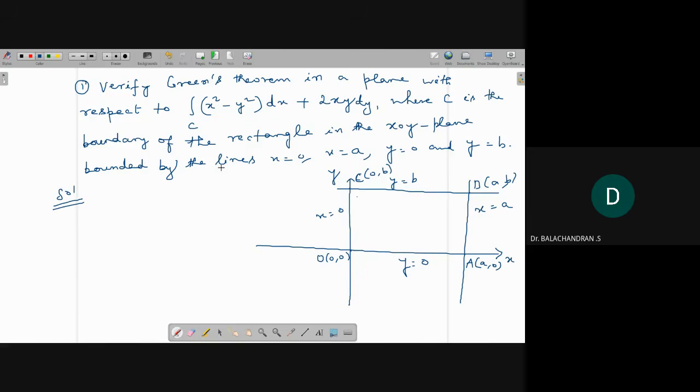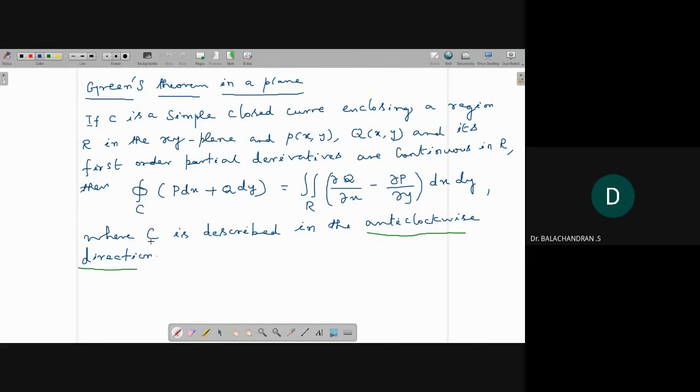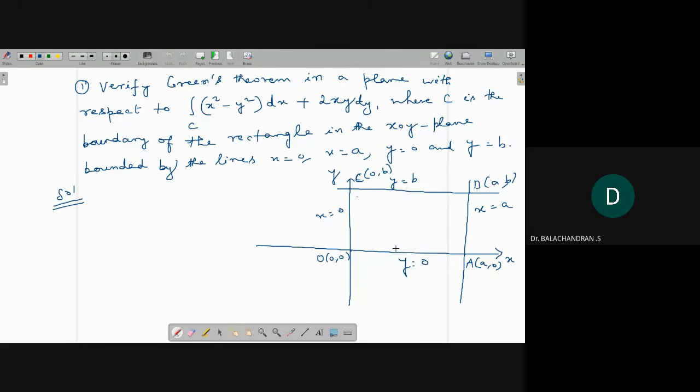One more thing about the closed curve C is that it is in the anti-clockwise direction. You should mention the direction of C to be anti-clockwise. That is important. This is your closed curve C. Now I'm going to evaluate the right hand side of Green's theorem.